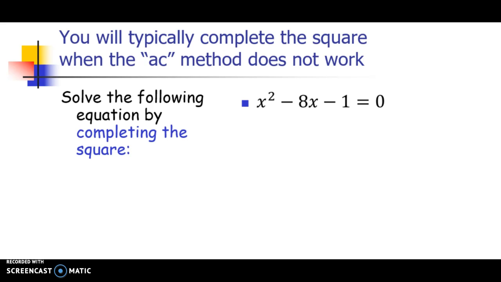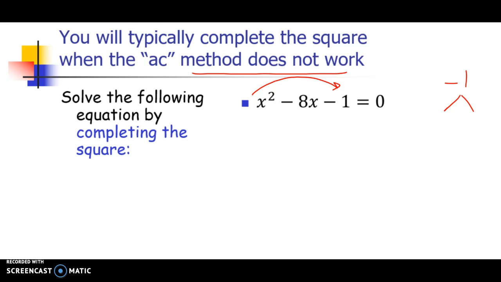All right, you guys, let's try an A times C, bottoms up. So A times C is what? 1. What factors of -1 add up to -8? Nothing. Absolutely nothing. This is the first time we've seen a quadratic that actually does not factor. There are no factors of -1 that add up to -8. So A times C does not work. This is why we do something called completing the square.